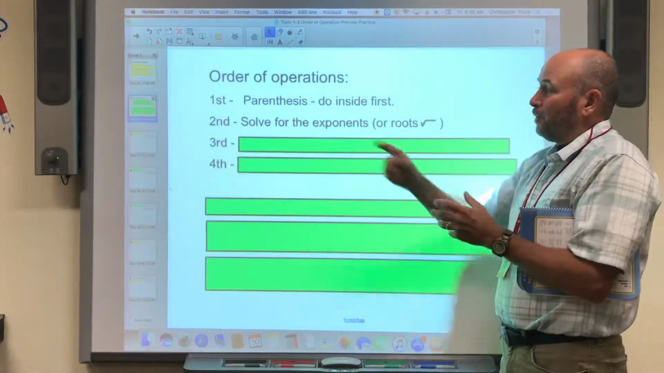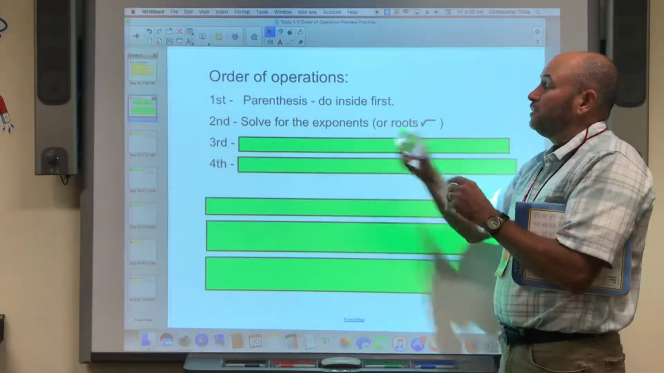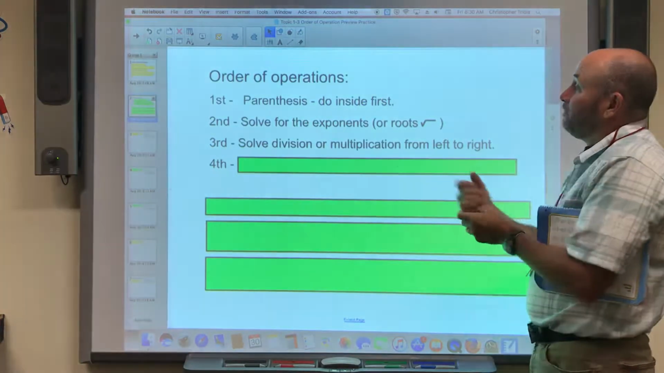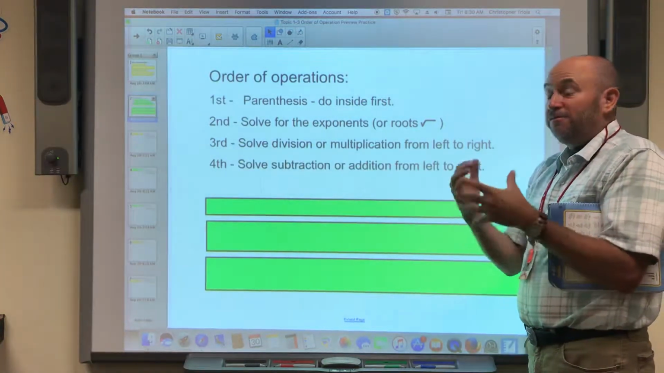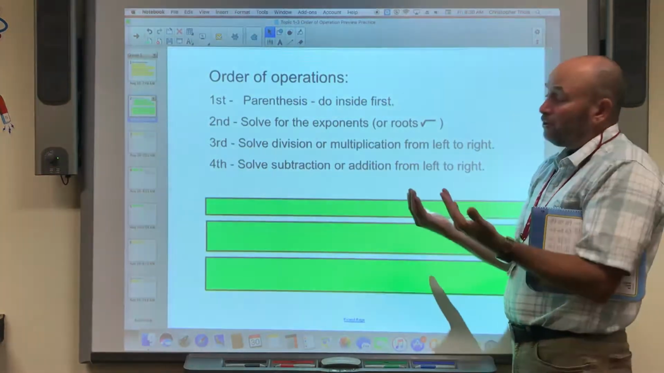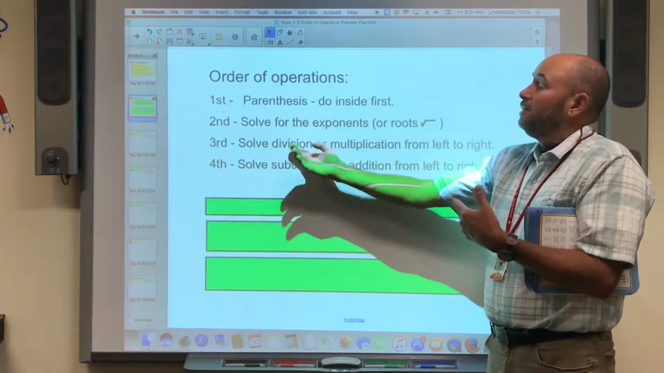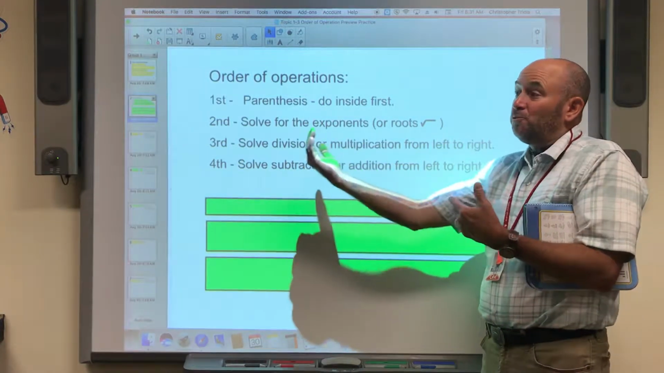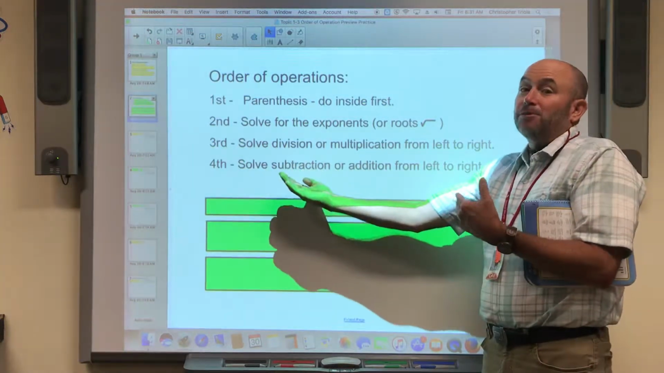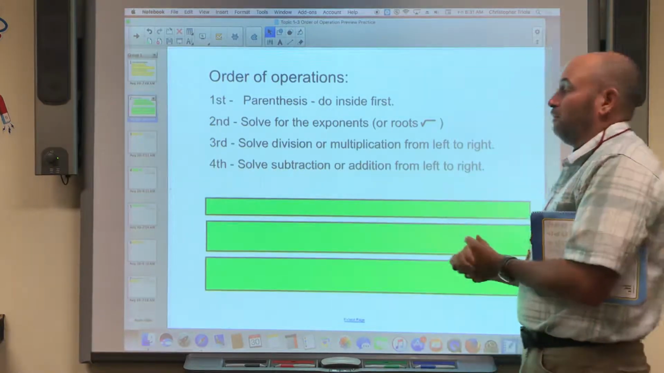Once you've done what's in parentheses, once you've solved your exponents and or roots, then you would do division or multiplication from left to right, followed up with finishing the problem by doing subtraction or addition from left to right, whichever comes first. So those last two, the third and fourth step, you would do multiplication or division, whichever comes first, from left to right, and then mop up or clean up the problem doing the subtraction or addition from left to right, whichever comes first.